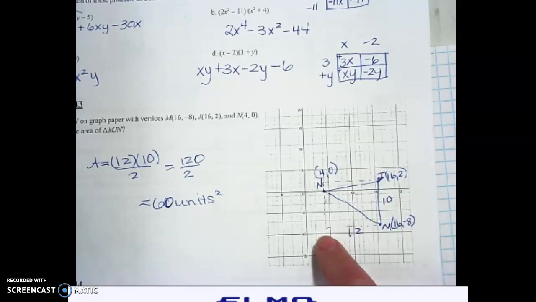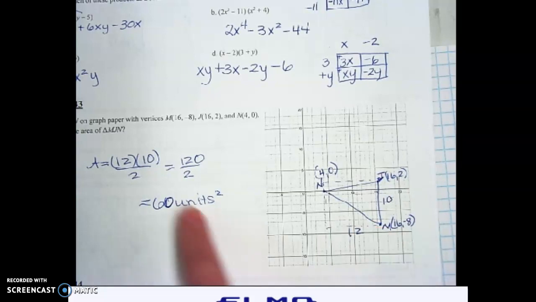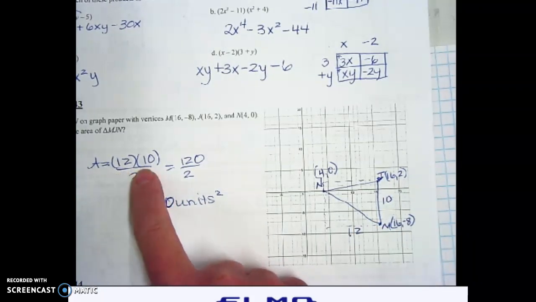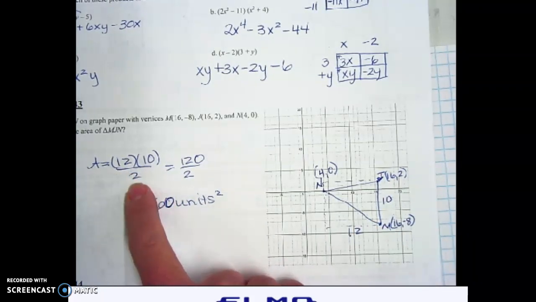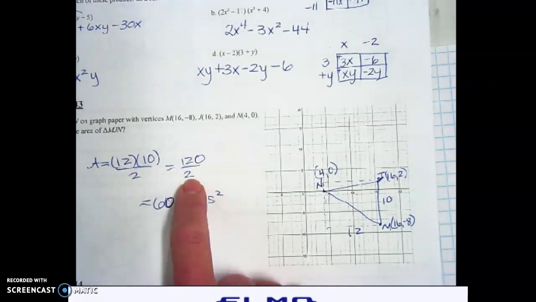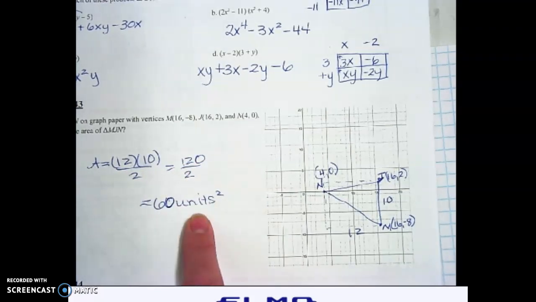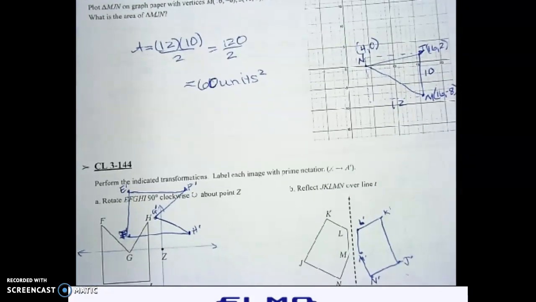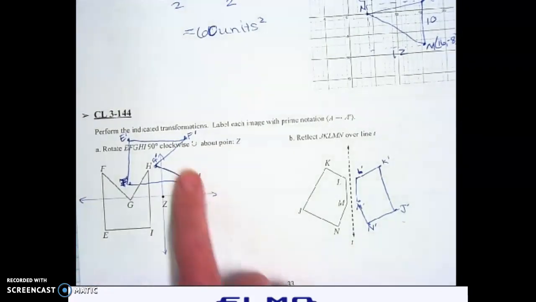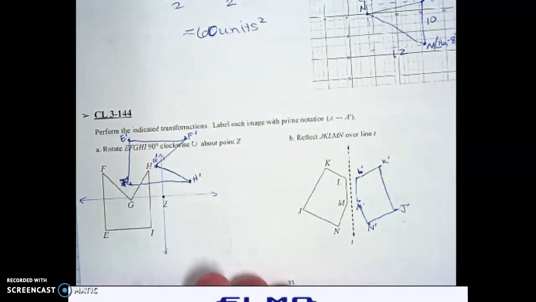This side was 10, this side was 12. So to get the area, I multiplied the 12 times 10. Because it's a triangle, I divided by 2. So 120 divided by 2 means that the triangle is 60 units squared. The directions for question 44 say perform the indicated transformation. Label each of the images using your prime notation.